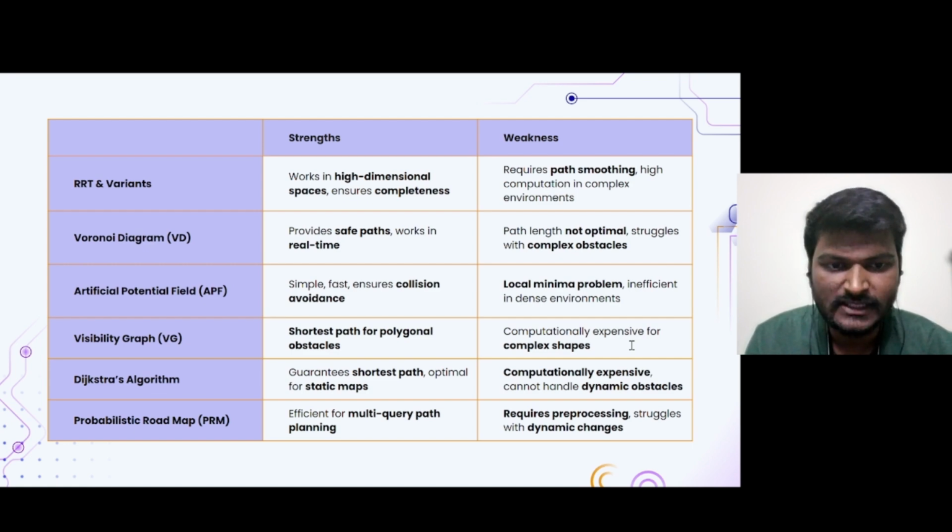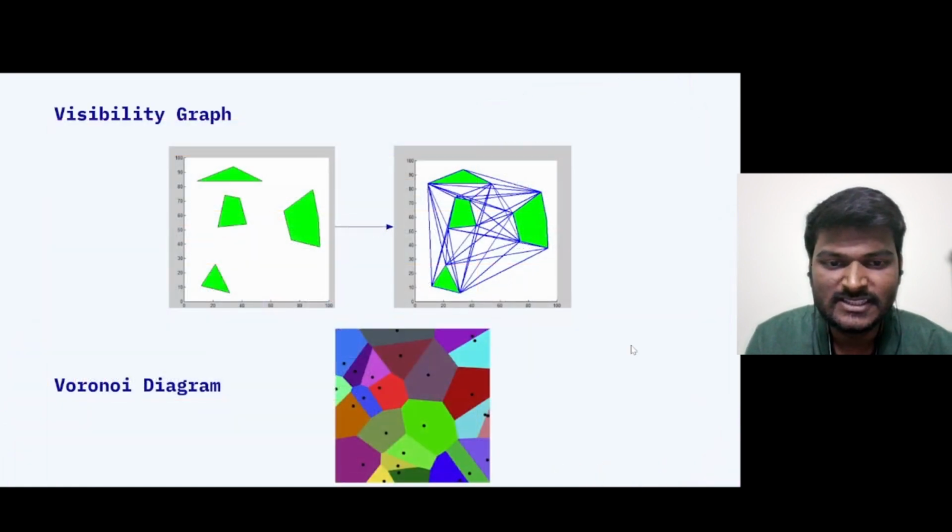Next is the Voronoi diagram. As can be seen in this diagram, a Voronoi diagram partitions a space into regions based on the distance to a set of points. In pathfinding, it helps by generating paths that maximize the distance from the obstacles. It wants to avoid the obstacles, so it works on paths that keep it as far as possible from every obstacle.